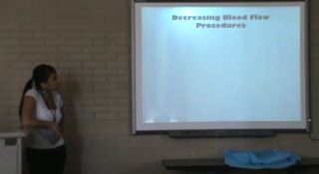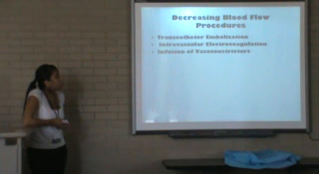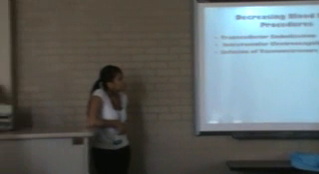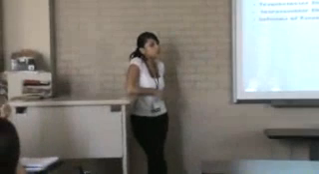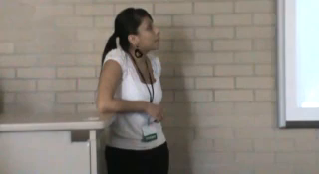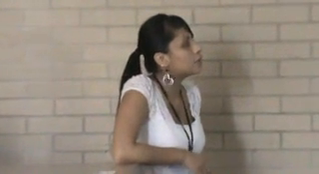Here are some of the procedures used to decrease blood flow. They include transcatheter embolization, intravascular electrocoagulation, infusion of vasoconstrictors, mechanical methods, and some catheter balloon techniques as well. I'm going to briefly describe some of the procedures done to decrease blood flow.